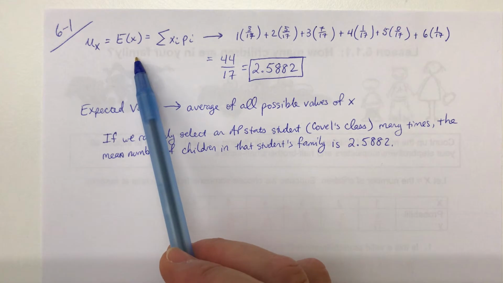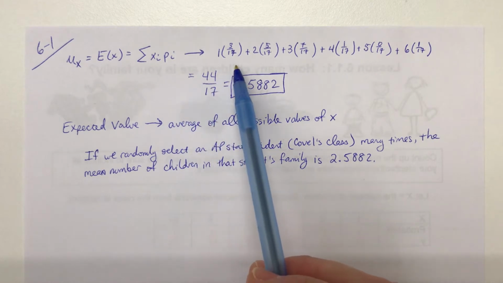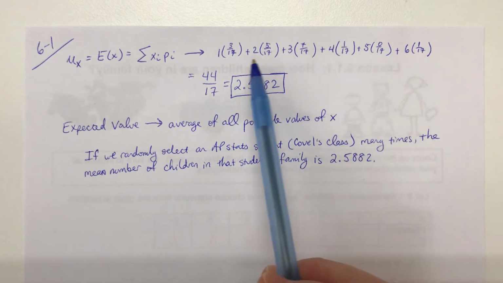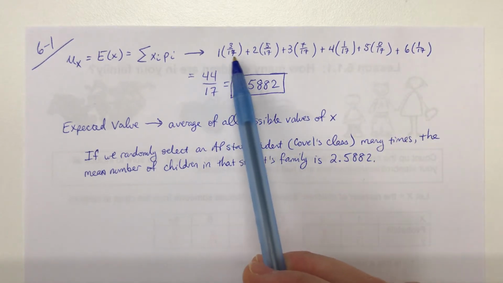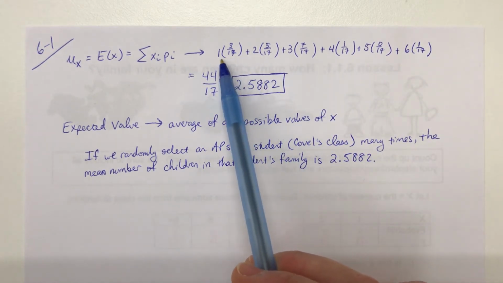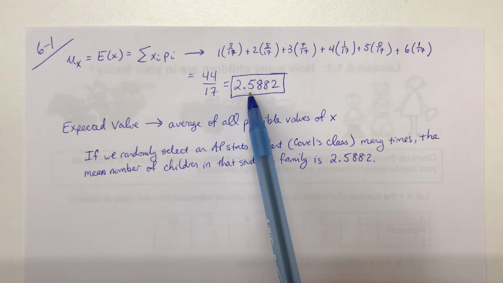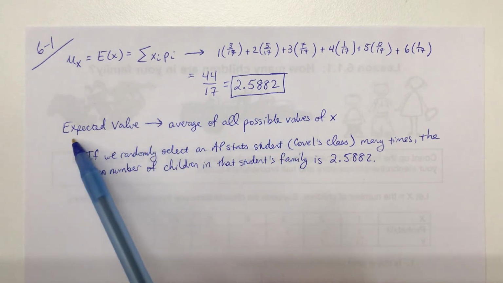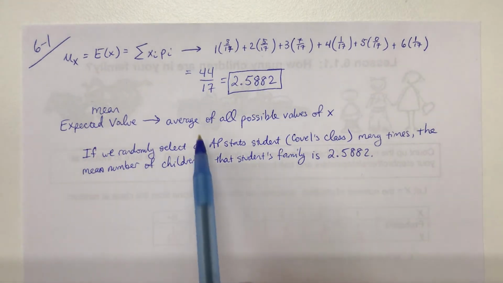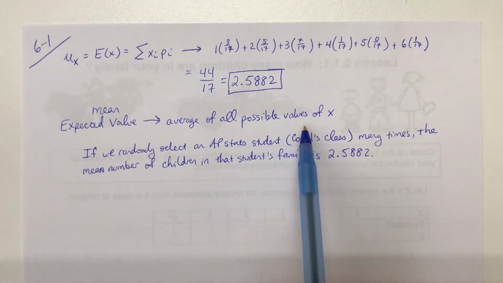So, we finished last class, we were talking about expected value, and here's the formula. We were looking at the number of siblings, or the number of children in each person's family in class, and what we did was we took those numbers, 1, 2, 3, 4, 5, and then 6 plus, and we multiplied by the probability of each value coming up. And what we ended up with was a fraction, which we turned into a decimal, 2.5882. And the expected value, that is the mean. That's another word for the mean of our data. It's the average of all the possible values of x. Okay, so we're just kind of summarizing. This is what we were writing down last class.